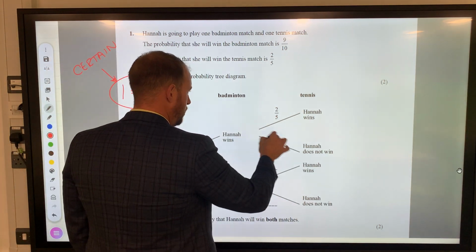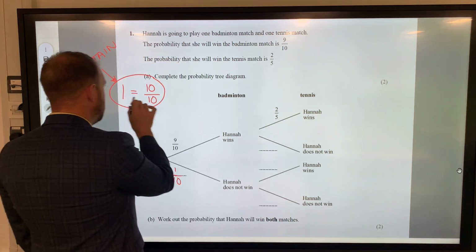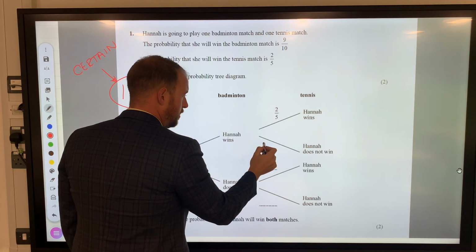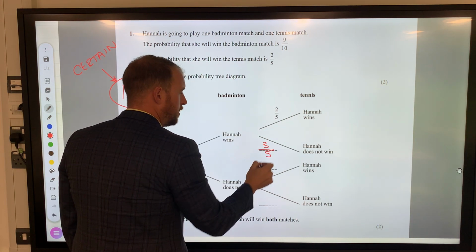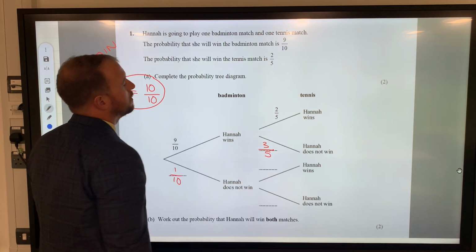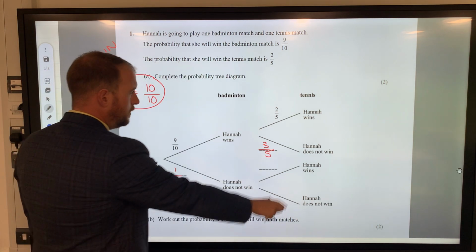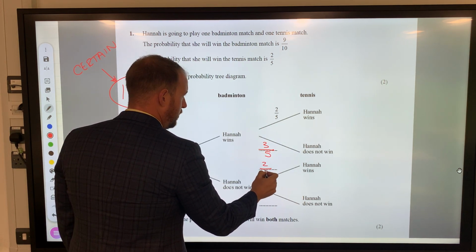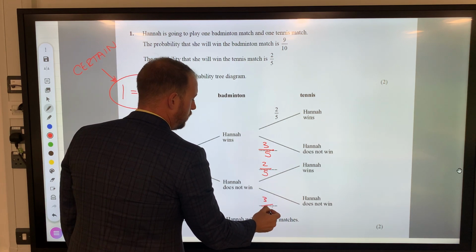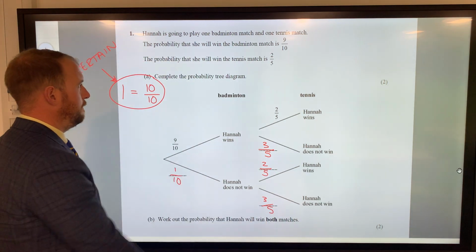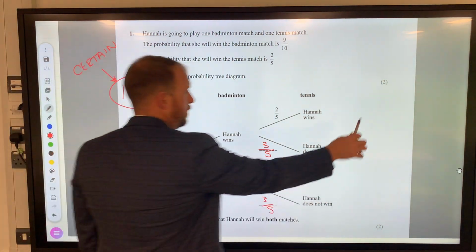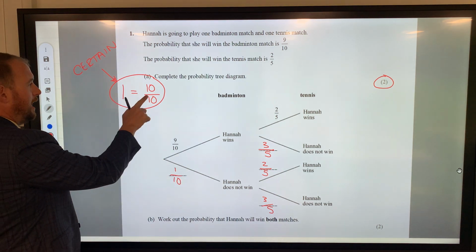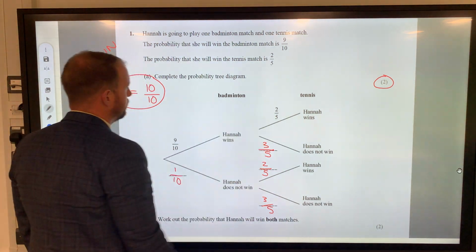Looking at these two here now, we're dealing with fifths. Remember, a certain event would be 1. So if Hannah winning in tennis is 2 fifths, then not winning tennis must be 3 fifths. Remember, they both must add up to 1. The bottom two are exactly the same: winning in tennis is 2 fifths, does not win is 3 fifths. We have now filled in a probability tree diagram. We get 2 marks just for doing that, by knowing that these have to add up to make 1 on each branch of the tree diagram.